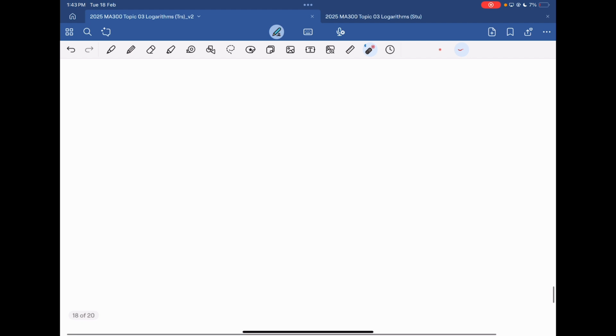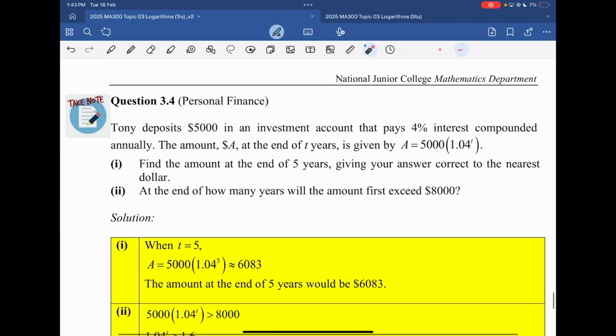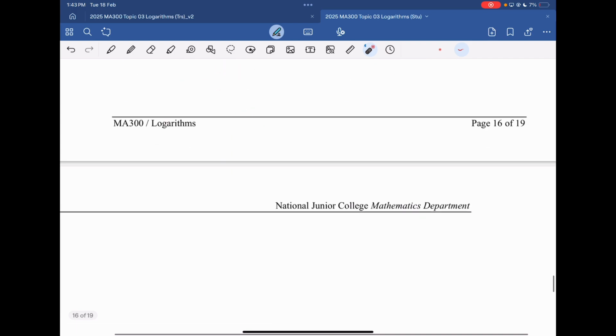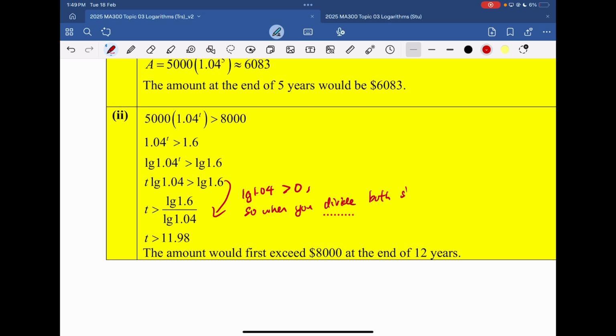Okay, 3.4. Please try 3.4. When you divide both sides by log 1.04, the inequality sign does not switch. We will talk more about this in chapter 4. But it's definitely not easy. Okay, 11.98.